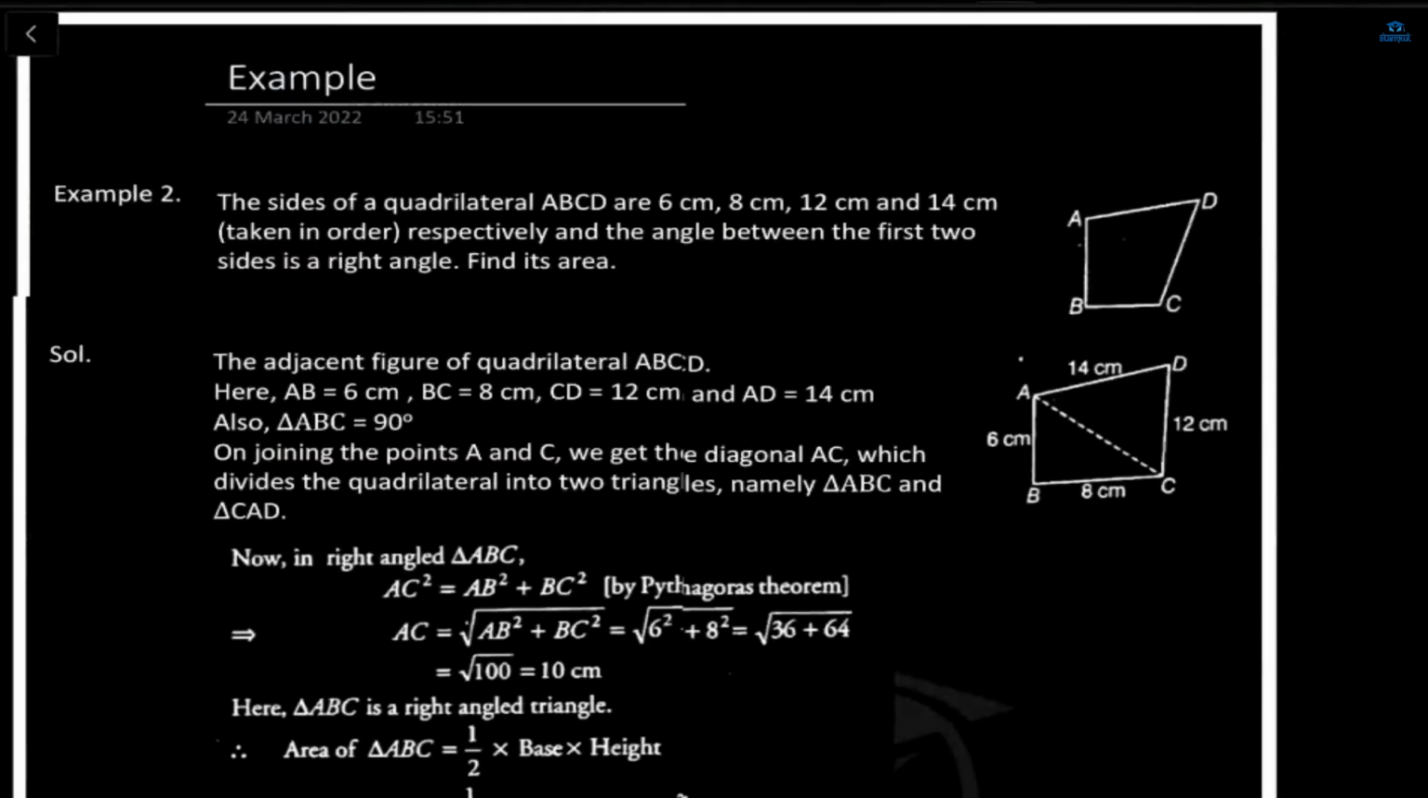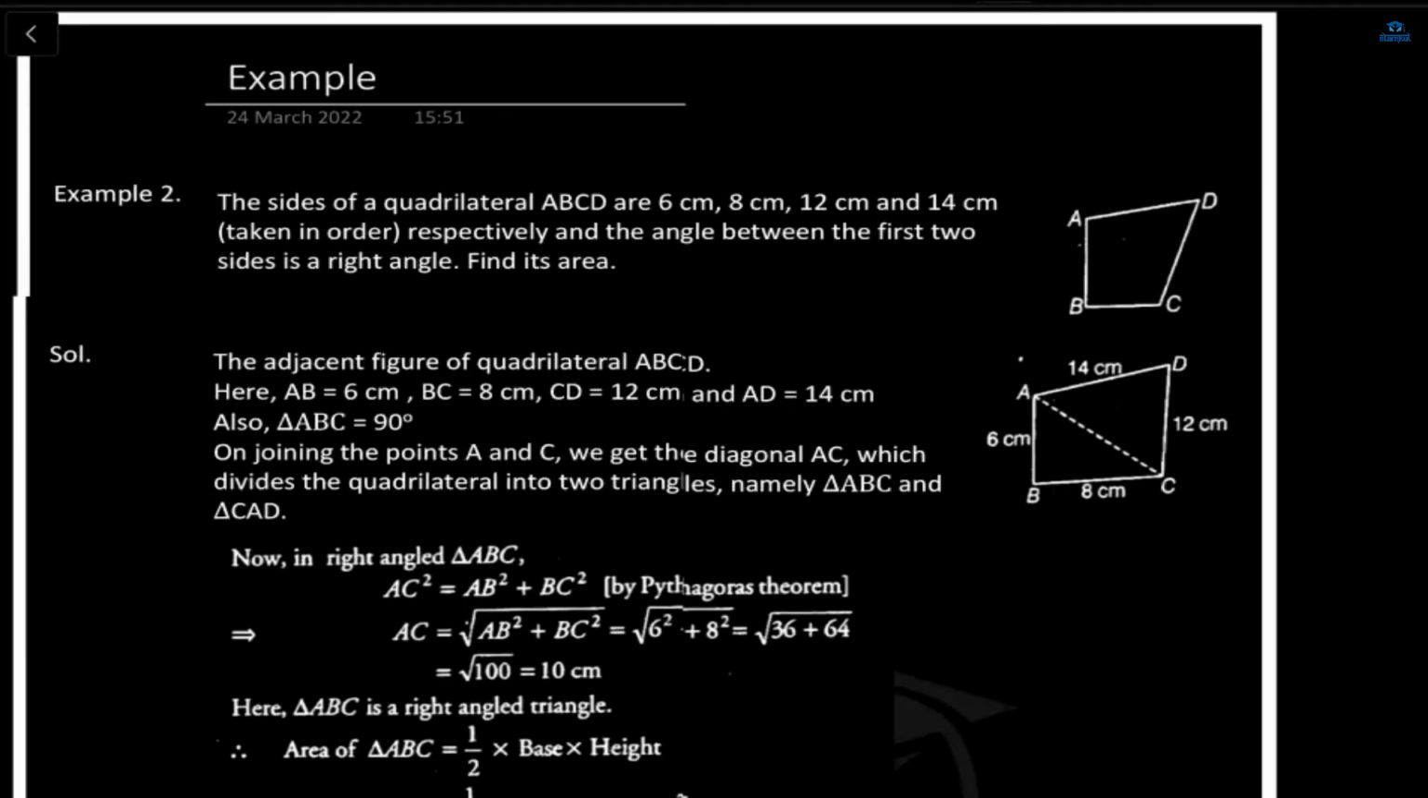Now the sides of a quadrilateral ABCD are 6 centimeter, 8 centimeter, 12 centimeter, and 14 centimeter, taken in order respectively, and the angle between the first 2 sides is a right angle. Find its area. Ma'am, I have a question. Cannot we use Pythagoras theorem to find the hypotenuse side? Yes, we are going to use that only, because it is mentioned here that the angle between the first 2 sides is a right angle.